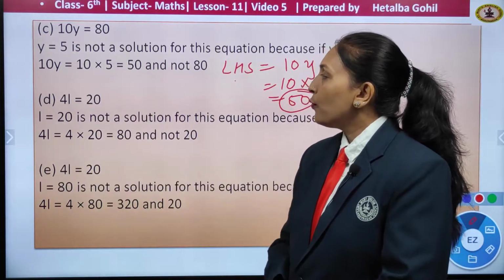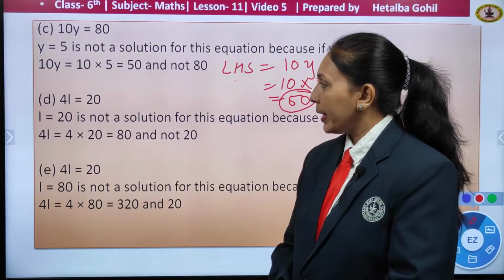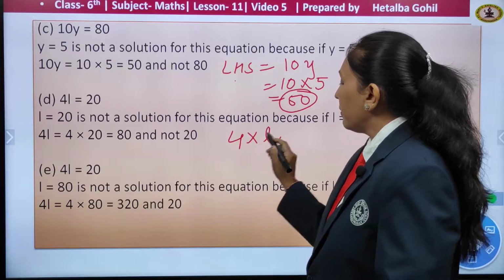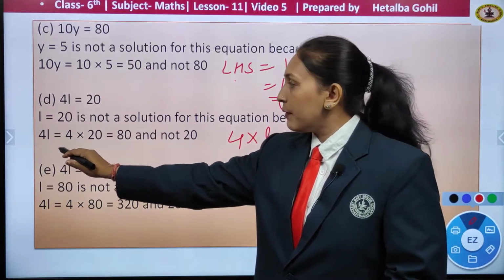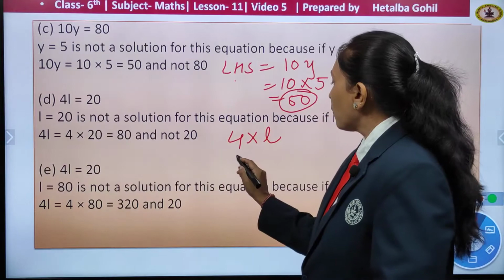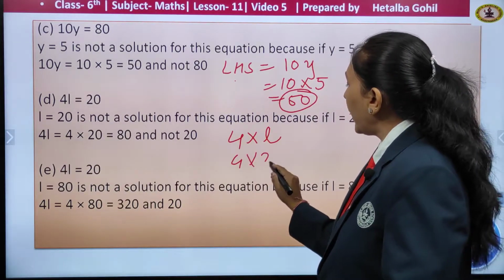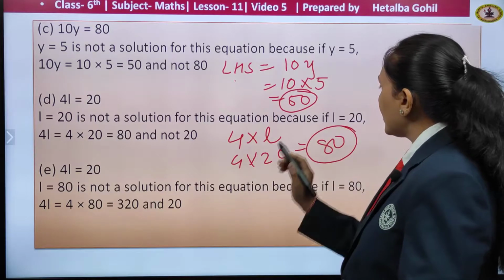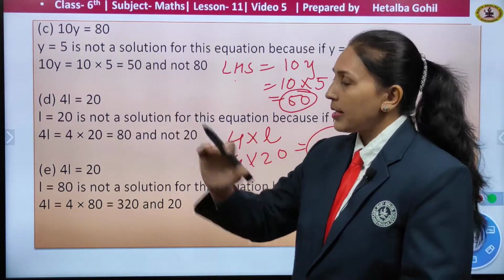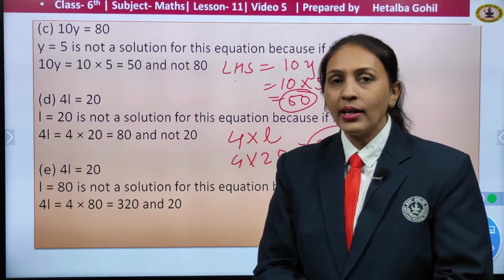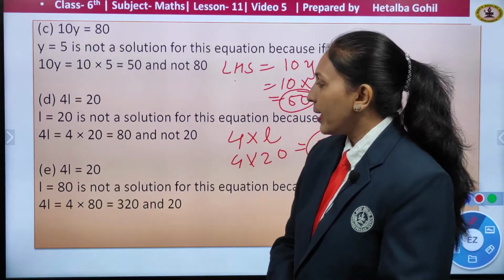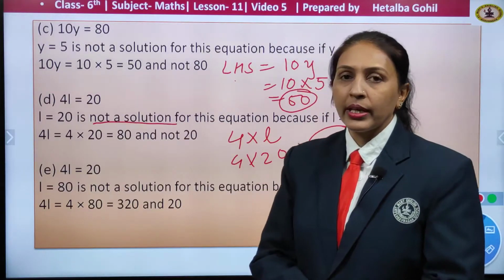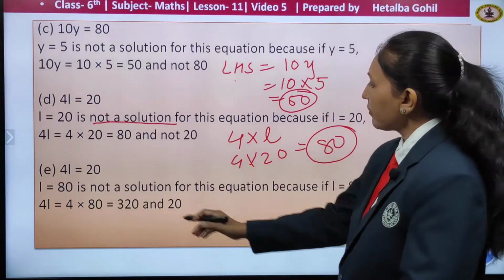One more, 4l equal to 20. So LHS side we have 4 into l, where the value of the variable given to us is 20. So 4 into 20, I get here 80. Okay, the LHS side I have 80 and RHS side I have 20, means they both are not equal here. So what can I say? l equal to 20 is not a solution to the given equation.